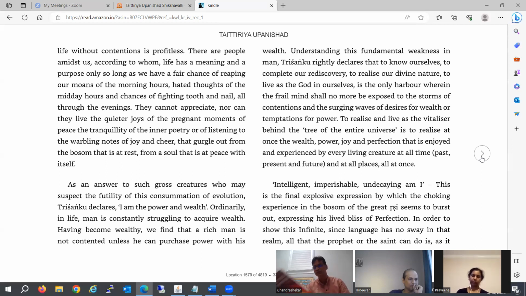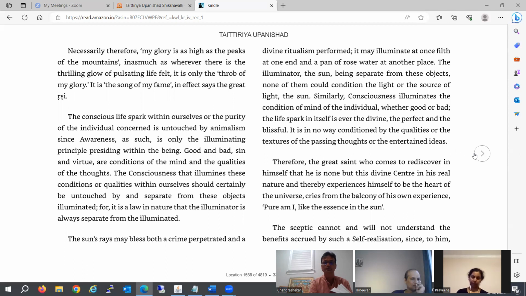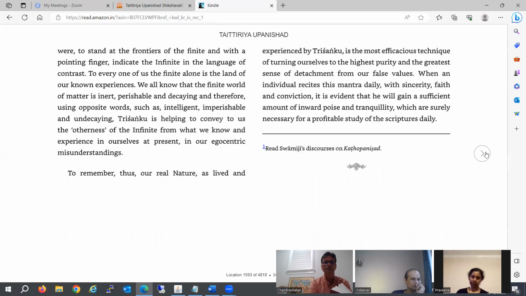Let's finish this. A few more minutes we'll take and finish. Okay. Intelligent, imperishable, undecaying. This is the final explosive expression by which the choking experience in the bosom of the great Rishi seems to burst out, expressing his lived bliss of perfection. In order to show this infinite, since language has no sway in the realm, all that the prophet or the saint can do is, as it were, to stand at the frontiers of the finite and with pointing finger indicate the infinite in the language of contrast.